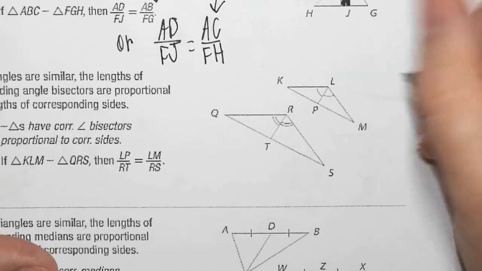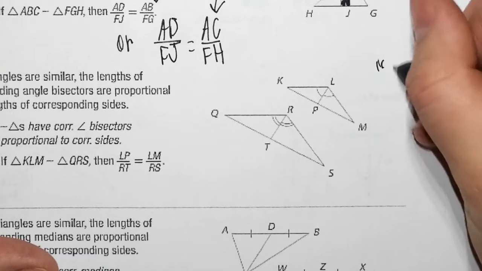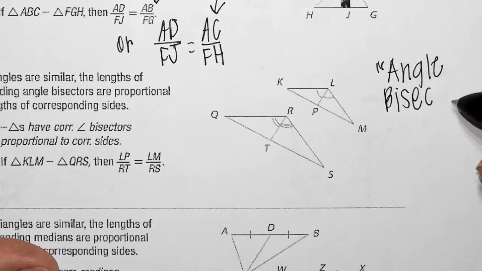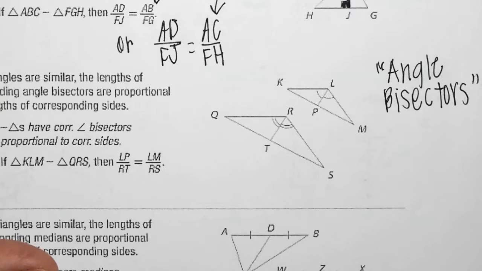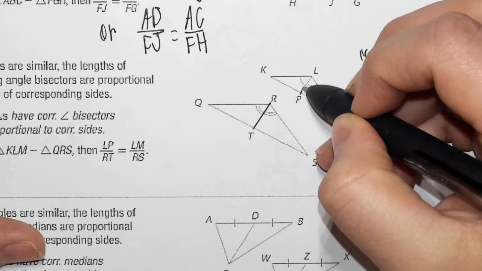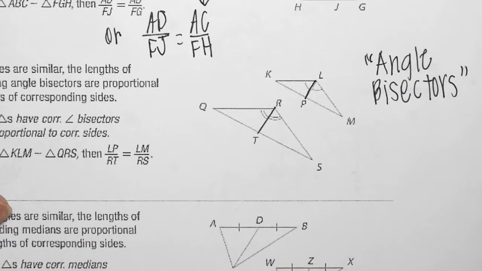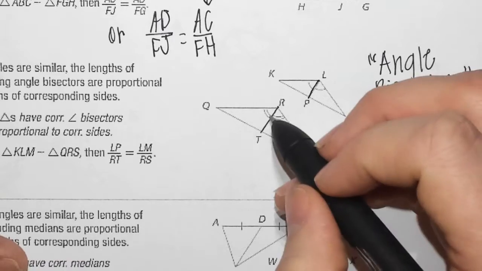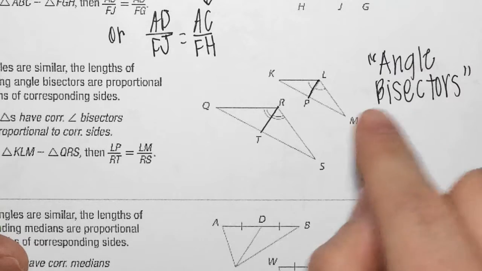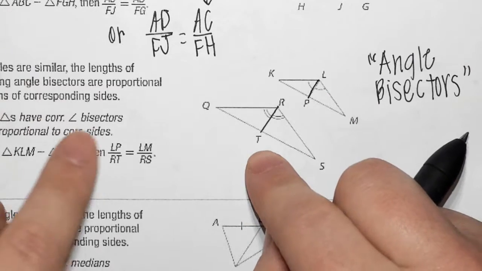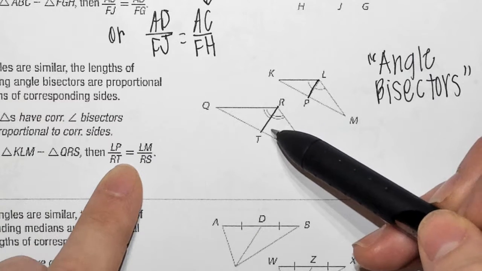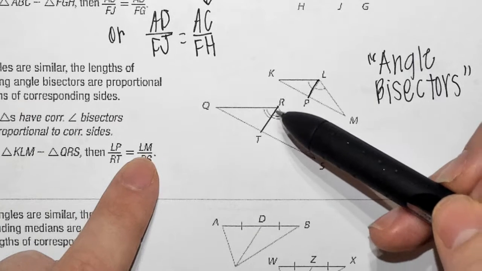Our next special segment is not anyone new. Welcome back, angle bisectors. This is just where you have a line and it cuts 2 angles in half. Okay, so you have a line and it cuts both of these angles in half. Because you have angle bisectors and 2 triangles that are similar, you can set up your proportion to say LP is to RT as LM is to RS.